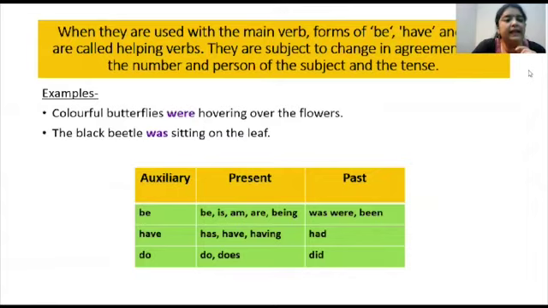If you see the second sentence, the black beetle was sitting on the leaf. Beetle here is a singular subject. Was is a singular verb. Was also tells us about the tense, and was is a primary auxiliary which is helping the main verb sitting.